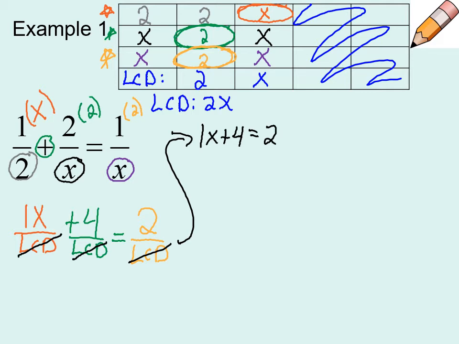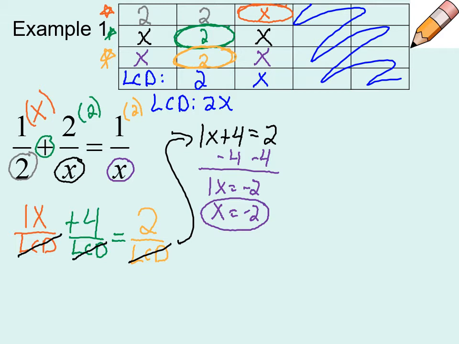Now I'm going to solve for x. In order to do that, you guys, I'm going to subtract 4 from both sides. I get 1x equals negative 2, or I could just say x equals negative 2. Now here is my solution, but just like before, you guys, we have to check.